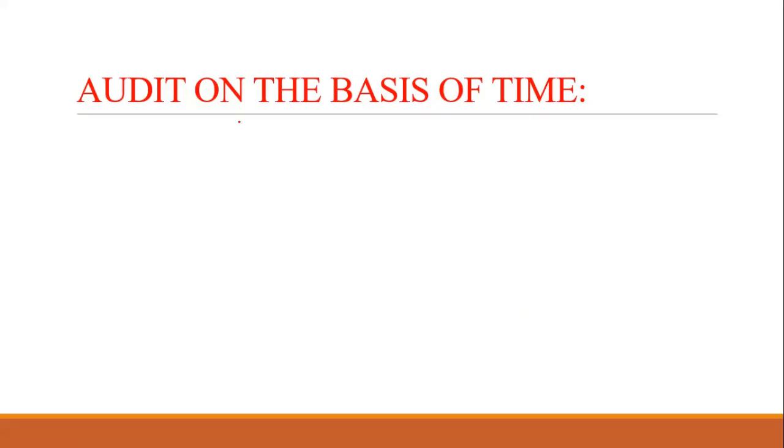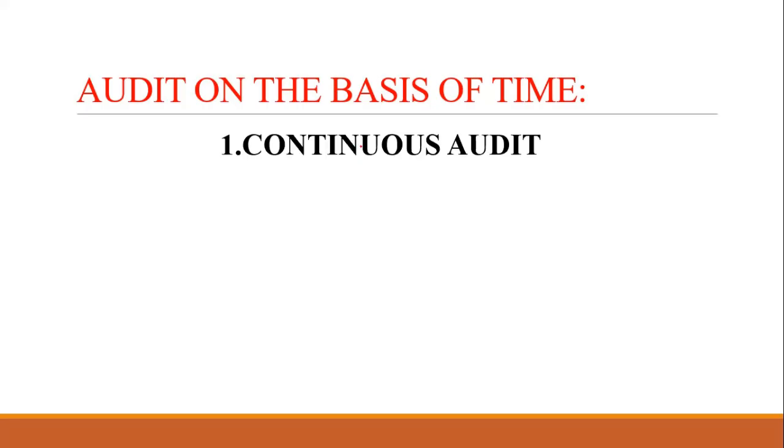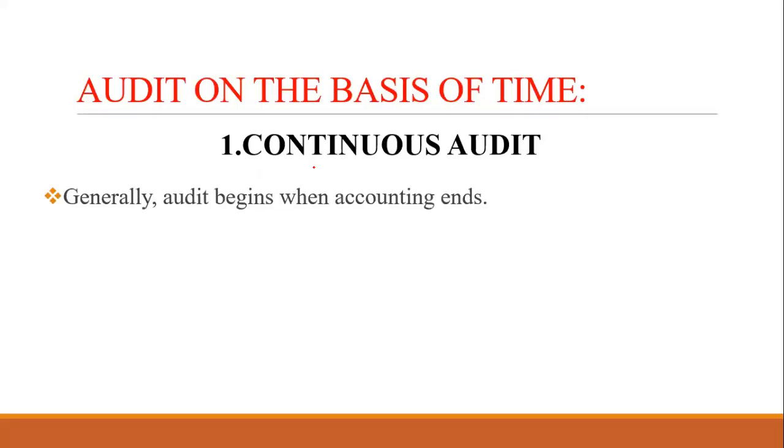So, audit on the basis of time. The very first is called continuous audit. As the name suggests, continuous means that after every interval you are going to do auditing. Generally, audit begins when accounting ends. When you finish noting down all your accounting details, only after that does audit begin. The full year you are doing your accounting, and at the end the auditor is called to audit your accounting statements.